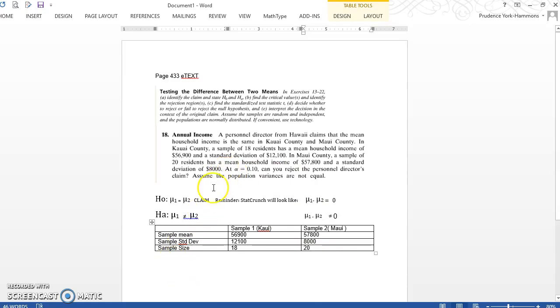And it says that alpha is 0.10. Can you reject the personnel director's claim? Can we reject H sub O? And assume the population variances are not equal. Well, I'm going to need to pull StatCrunch up and run through the test in order to determine if we can reject or not. So I'm going to pause this and get us set up with StatCrunch.